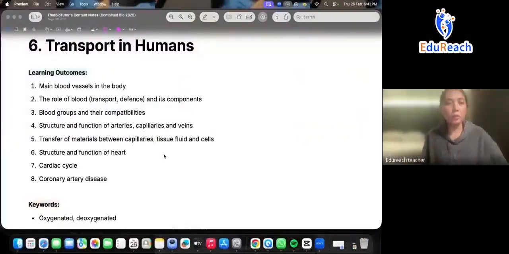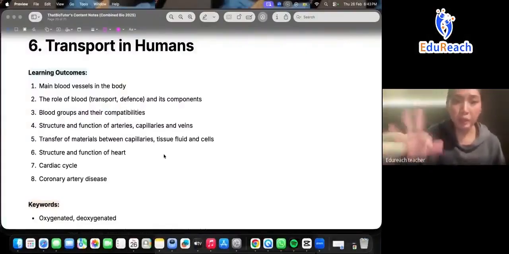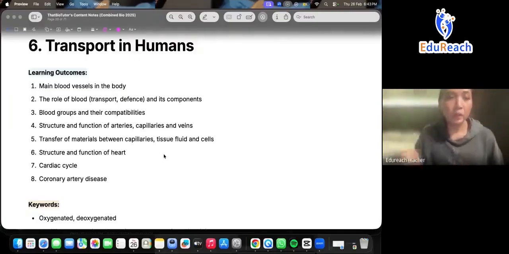Okay, transport system in humans. Learning outcomes: main blood vessels in the body. So remember, three main blood vessels: we have our arteries, our capillaries, and our veins. Next one is the role of blood and its components.